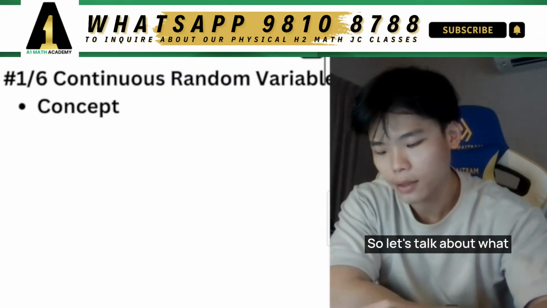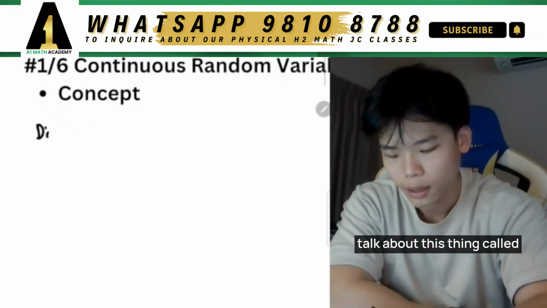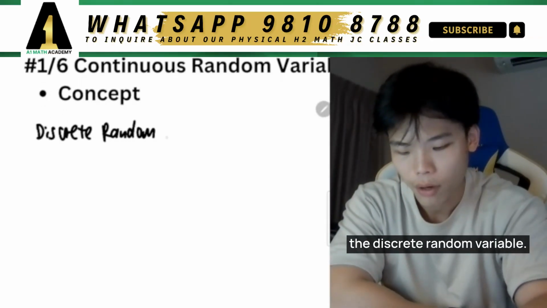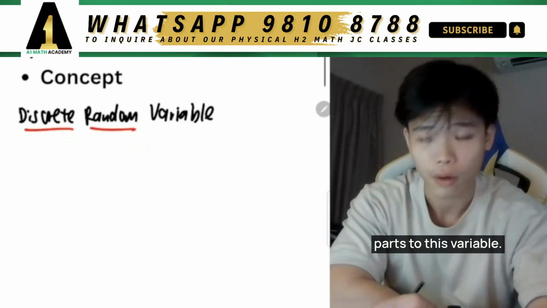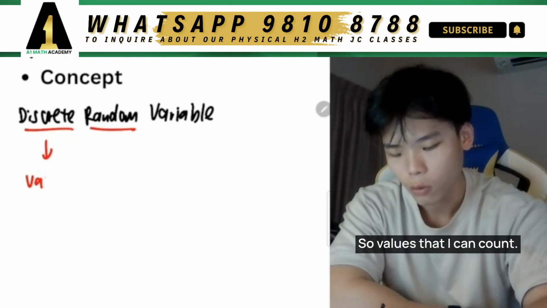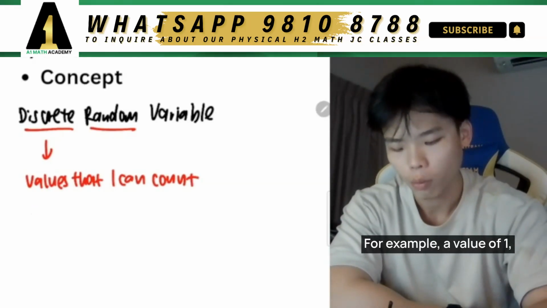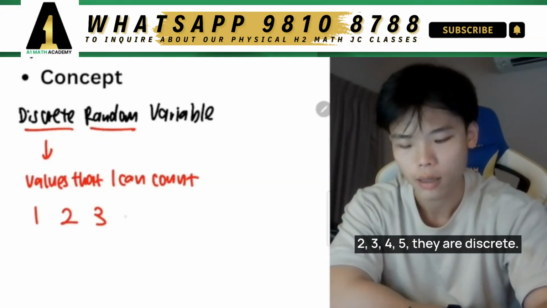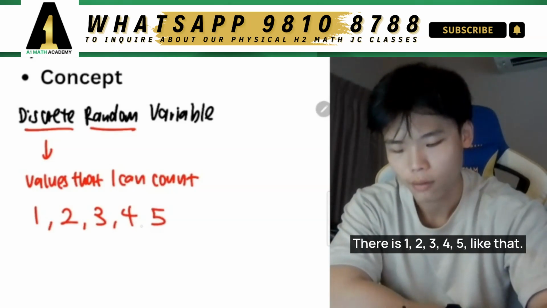Okay, so let's talk about what you already know, which is in the previous chapter. In the previous chapter, we talked about this thing called the discrete random variable. And as the name suggests, there are 2 different parts to this variable. First thing is that it takes on discrete values. So values that I can count, right? For example, a value of 1, 2, 3, 4, 5. They are discrete, right? There is 1, 2, 3, 4, 5 like that.